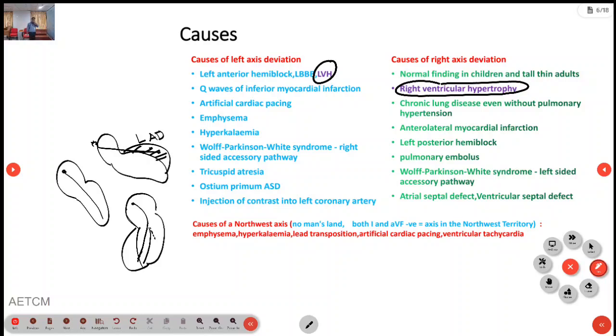So the most common cause for axis deviation is left ventricular hypertrophy and right ventricular hypertrophy. Same like that, you can think about LBBB here and RBBB here. Many conditions we have mentioned here, you can read that. But remember, the most common cause for axis deviation is LVH and RVH. You should not forget: RVH, that is right axis deviation, and LVH, it is left axis deviation.